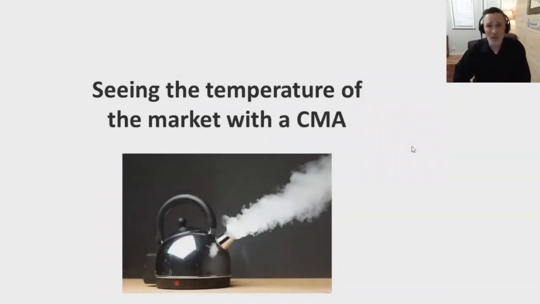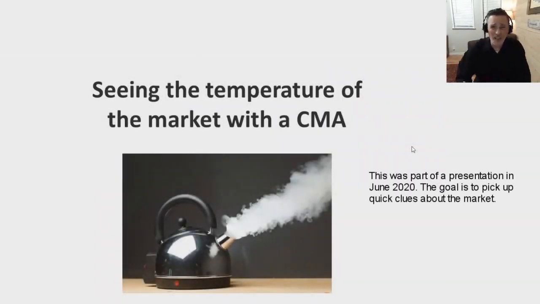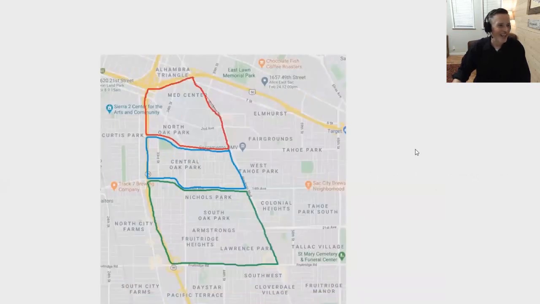Could I show you real quick about a CMA, how I use a CMA to gauge the temperature of the market? Would that be okay? I hope so, because I'm going to do it. But if we want to look in a specific neighborhood, because it's nice to have county stats and regional stats, how would we get a sense of the current market?